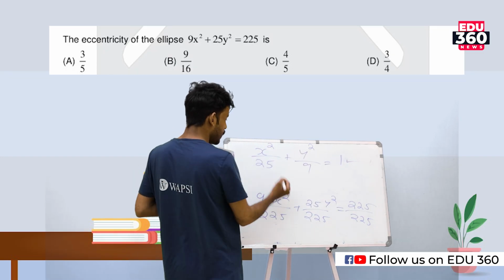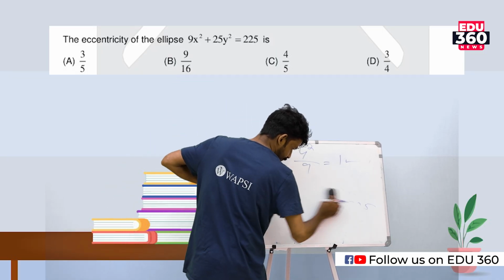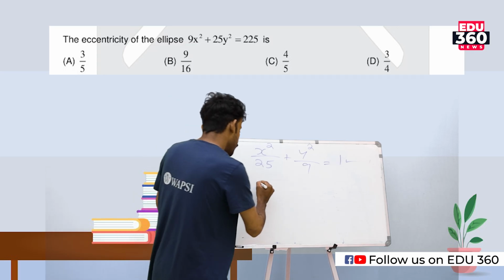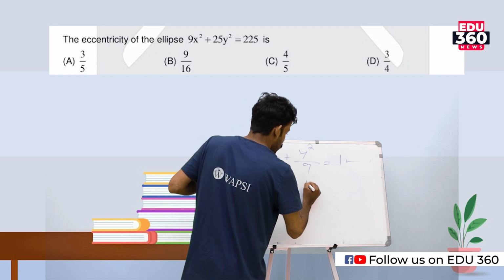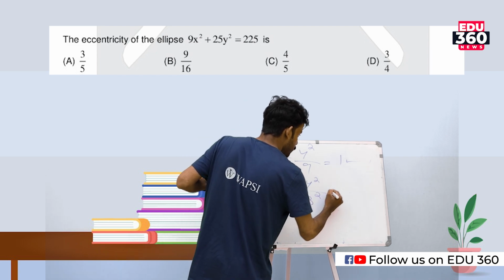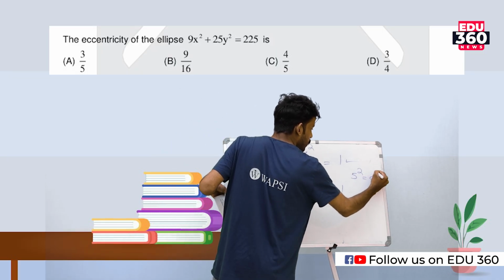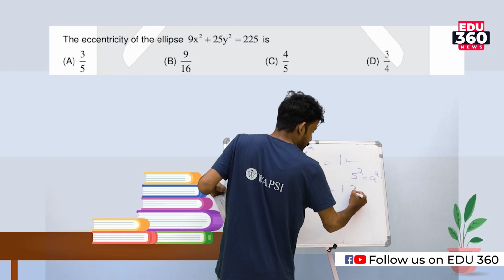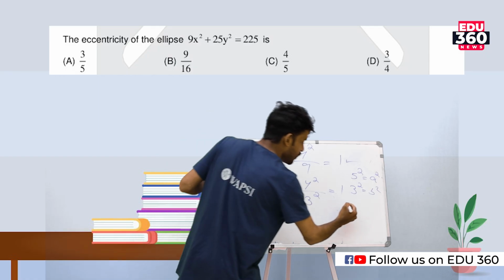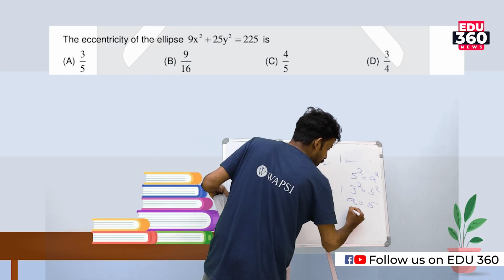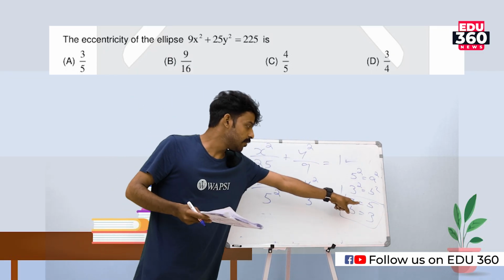So we know that 25 is equal to 5 square. So x square by 5 square plus y square by 3 square is equal to 1. So 5 square means a square, and 3 square means b square. So from here we can write a is equal to 5 and b is equal to 3.